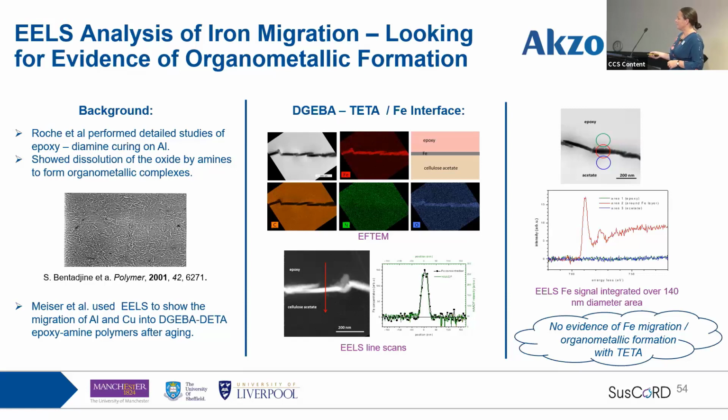There's also a much more sensitive paper that really caught our eye, where Morsch used EELS to show that there was a slight migration of aluminium or copper into very similar epoxy-amine systems after aging. However, when we repeated this experiment for iron and the epoxy-amine system, we found no evidence whatsoever of ion migration into the polymer. So that doesn't mean it doesn't happen over much longer aging times, but on the timescales that we're looking at, essentially this organometallic amine consumption mechanism is irrelevant.